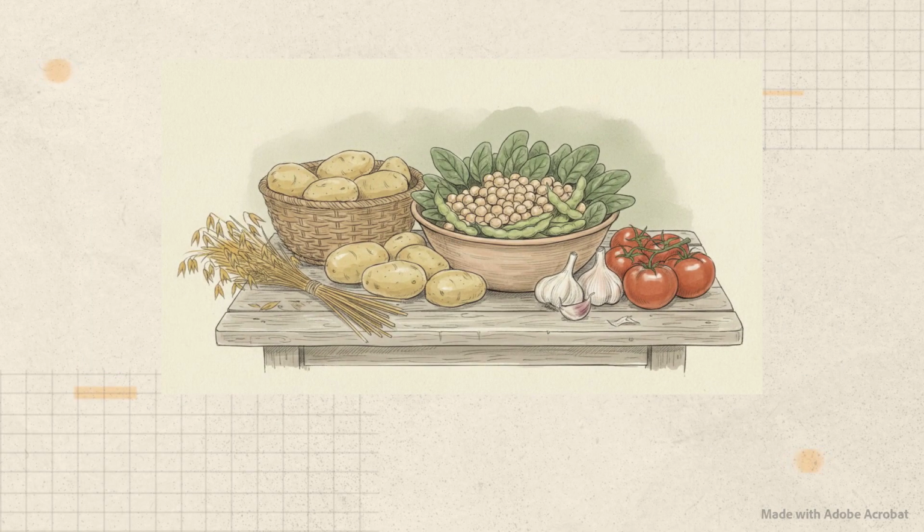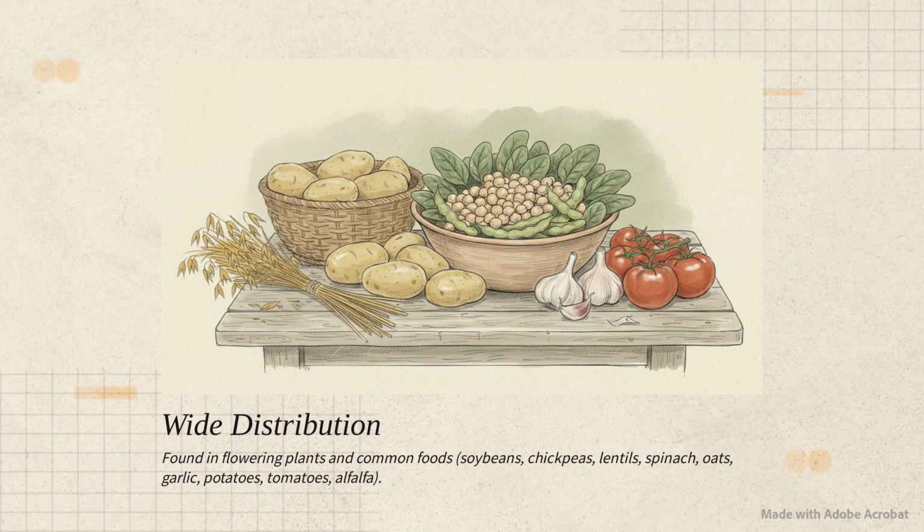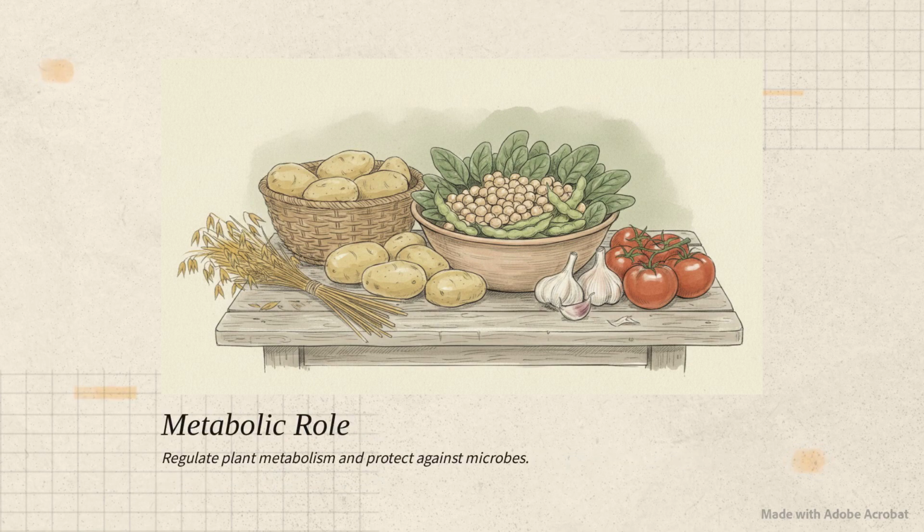Here's how saponins show up in everyday plants and foods, playing key roles in metabolism and protection. Wide distribution means saponins are found in many flowering plants and common foods, including soybeans, chickpeas, lentils, spinach, oats, garlic, potatoes, tomatoes, and alfalfa. Metabolic role highlights how saponins regulate plant metabolism and protect against microbial attack. Soap-like action refers to saponins' ability to lower surface tension and produce a detergent effect on membranes and skin.